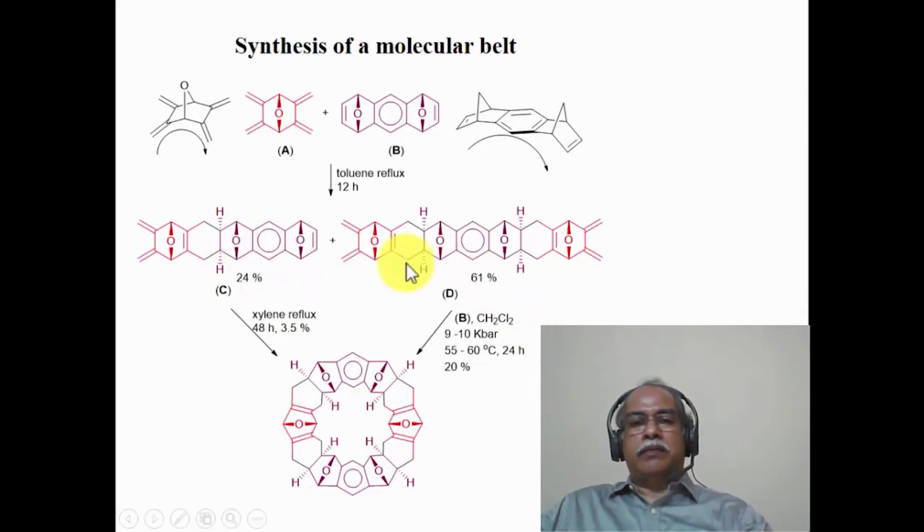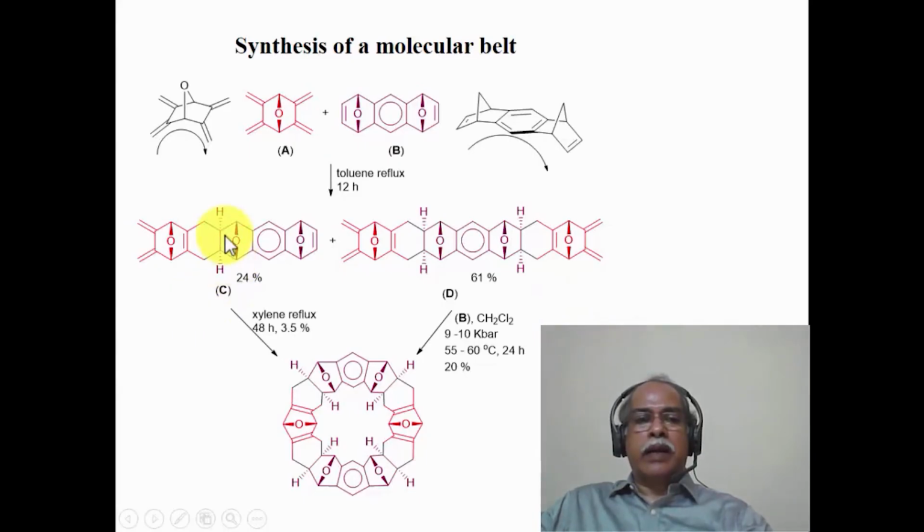On the other hand, a 2:1 cycloaddition product is also shown here. This product is formed in 24% yield, and this product is formed in 61% yield when these two molecules are refluxed in toluene for 12 hours. Here you can see that two equivalents of the molecule A have undergone Diels Alder reaction twice, once on this side of the dienophile, once on the other side of the dienophile, resulting in the formation of the bis adduct in this particular case.